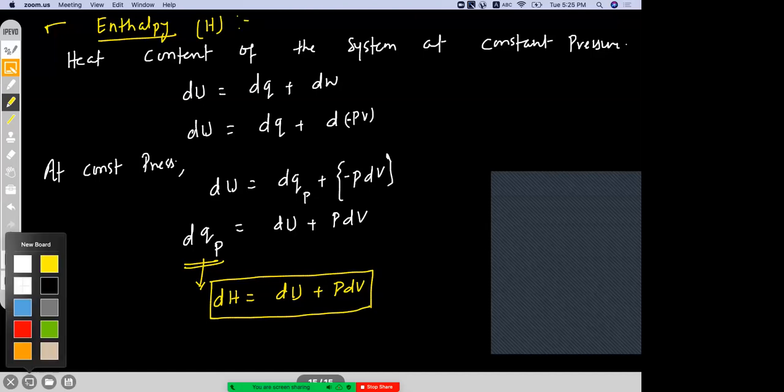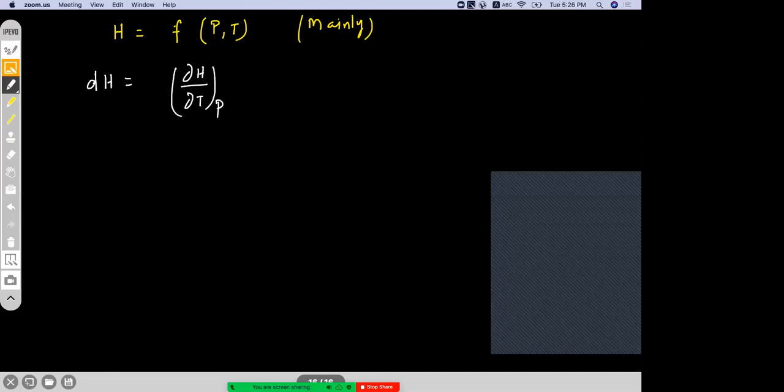You will get a lot of questions on this. Okay, now. Enthalpy is a function of pressure and temperature, mainly. It depends upon pressure and temperature only. So for the change in enthalpy, again we are using Euler's formula here. It is dou H by dou T, keeping the other variable, pressure, constant, into dT. What should be the other expression here? Could you tell me? Dou H by dou P, keeping temperature constant, into dP.